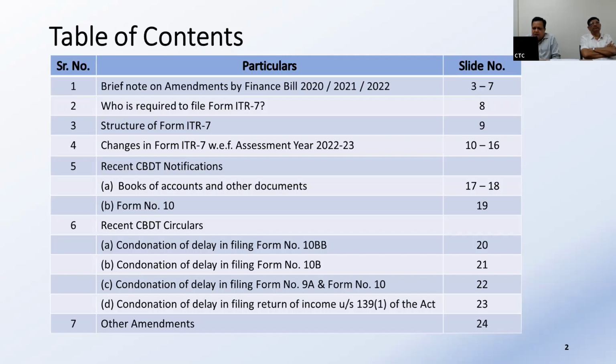Then we talk about recent CBDT circulars about condonation of delay in filing form number 10BB. This is related to 10(23C) organizations. Then condonation of delay in filing form number 10B related to organizations registered under section 12A. Condonation of delay in filing form number 9A and form 10, again related to organizations registered under section 12A. And then condonation of delay in filing return of income under section 139(1) due to the operation of section 13(9). And others, I think some few more amendments. So I will cover this today.